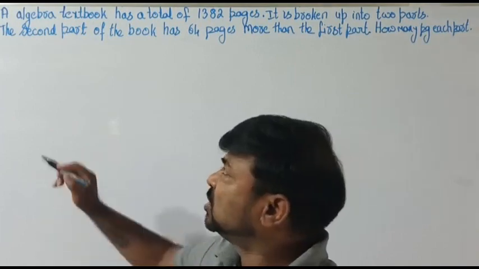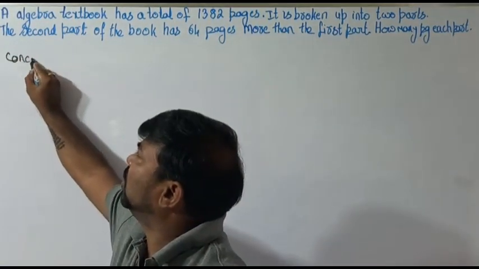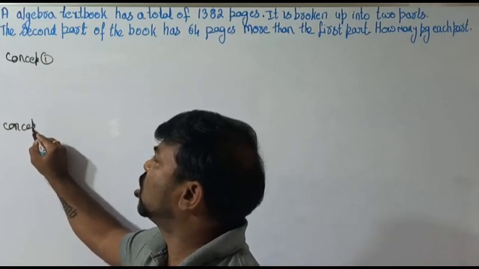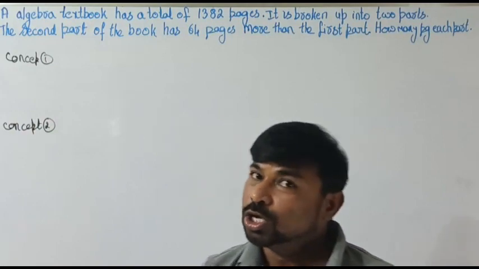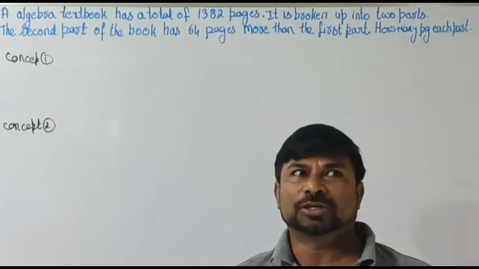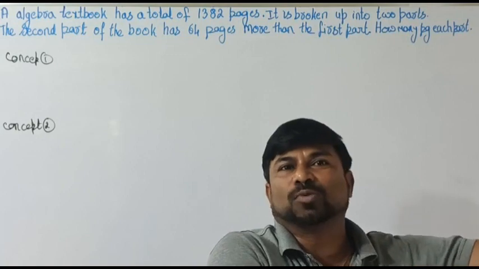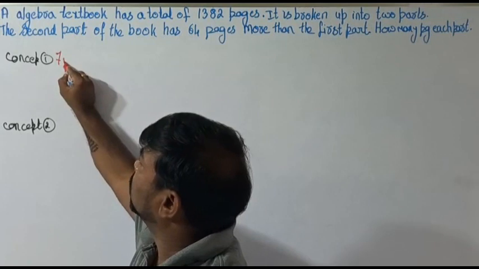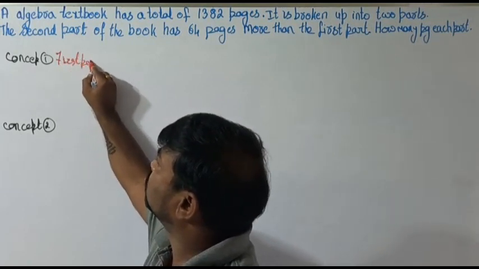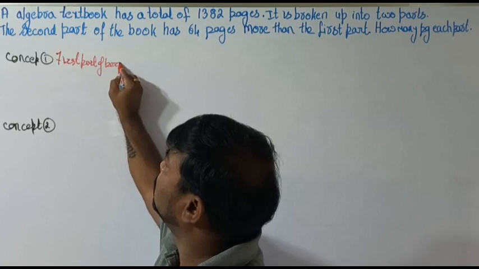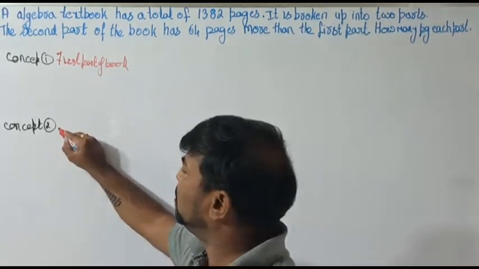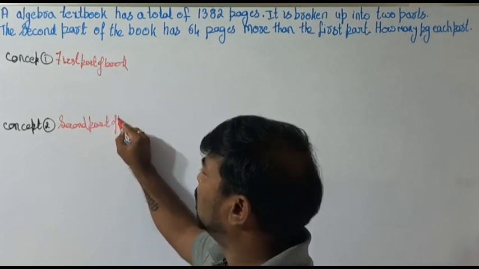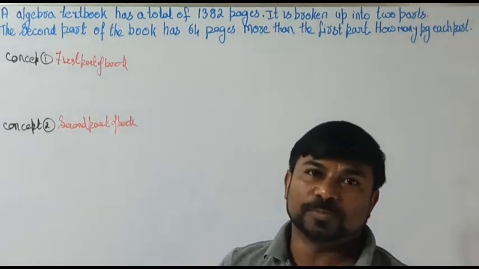So here my first concept, concept 1, and concept 2. I like to break the sum into concept 1 and concept 2. As I have taken two parts, I like to take the first part of the book as concept 1 and the second part of the book as concept 2.